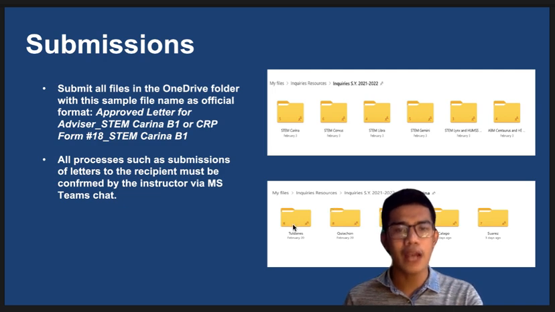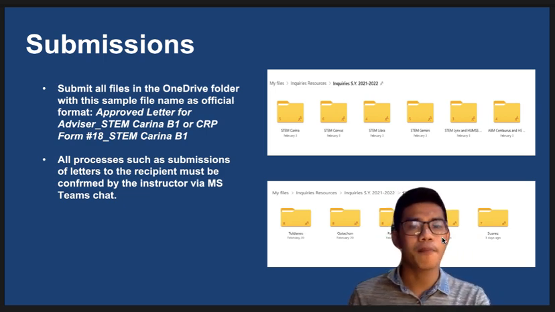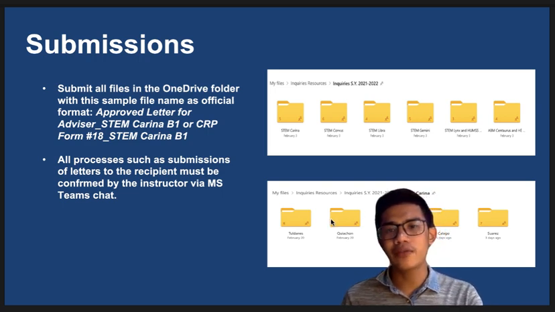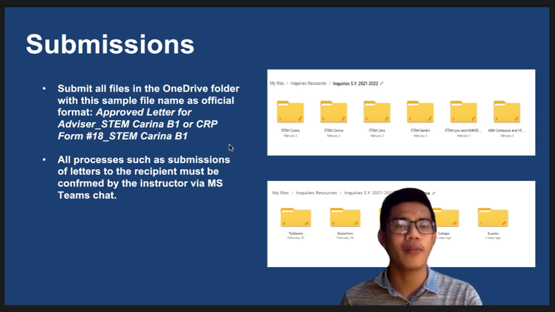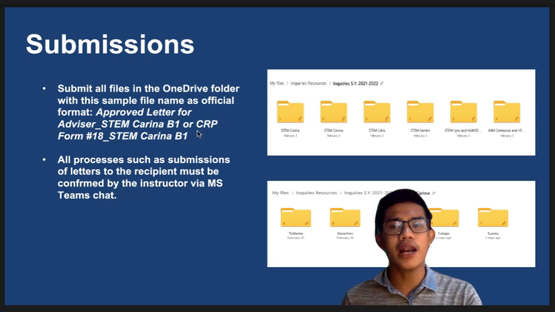Under each section, you have to label or name your folder according to the surname of your group leader. For example, STEM Carina, we have Toldanes, Quiachon, Calagos, Suarez, and Paciente. Under this folder as well, we have to follow the file name as our official format. For example, approve letter for advisor underscore STEM Carina B1. So simply follow that, B2, B3, and so on. Or CRP form number 18 underscore STEM Carina B1.